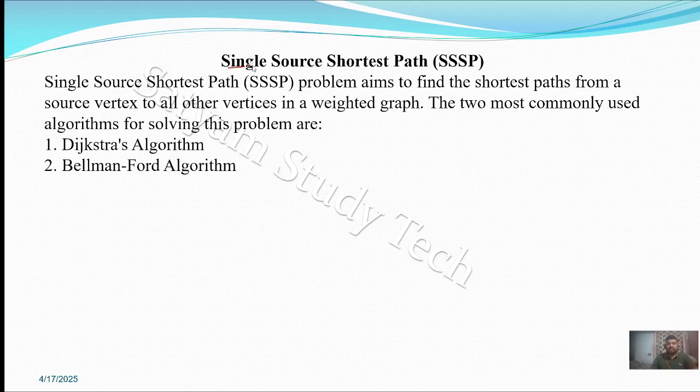Today's topic is single source shortest path. The single source shortest path problem aims to find the shortest path from a source vertex to all other vertices in a weighted graph. The two most commonly used algorithms for solving this problem are Dijkstra's algorithm and the Bellman-Ford algorithm. In this video we will explain Dijkstra's algorithm.